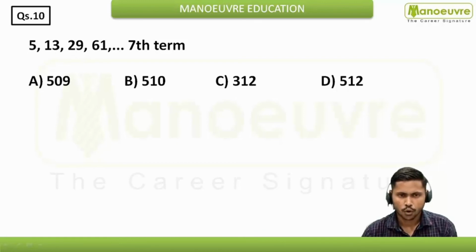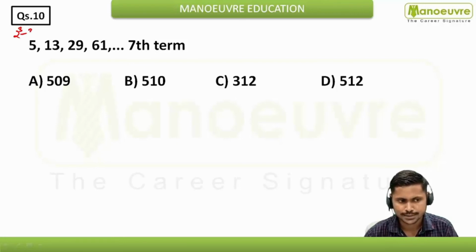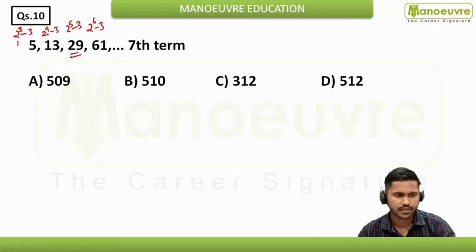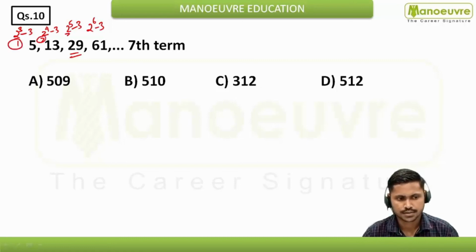So here if you observe, this is 5. So 5 is nothing but 2 cube minus 3, right? If I talk about 13, then you can say 2 to the power 4 minus 3. 2 to the power 4 is 16, minus 3, you will get 13. If you do 2 to the power 5 minus 3, which is 32 minus 3, you will get 29. If you do 2 to the power 6, you will get 64 minus 3, which is 61.